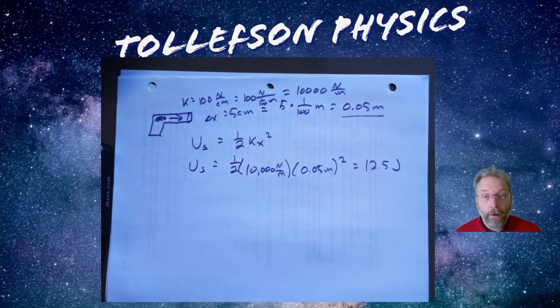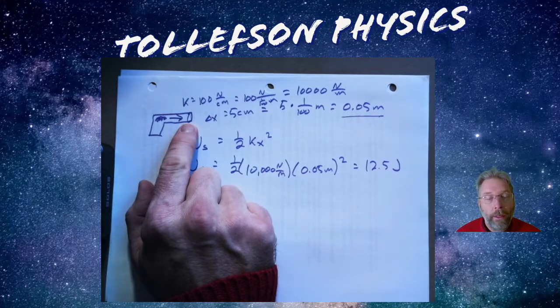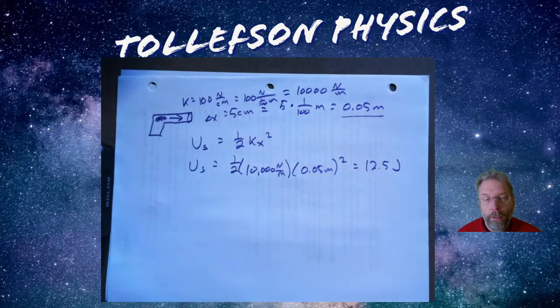Now, later we'll be able to use this idea to predict, say, for example, how fast does that dart go out of the gun? Or how high could you shoot it up in the air? So you can use conservation of energy to figure those things out.